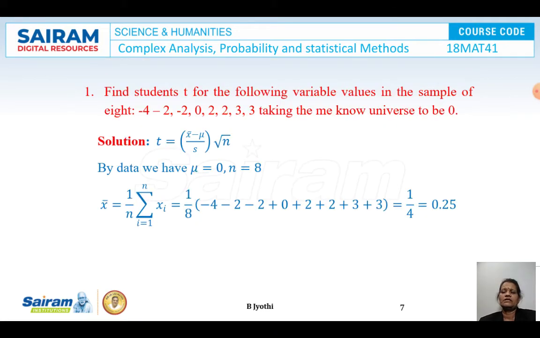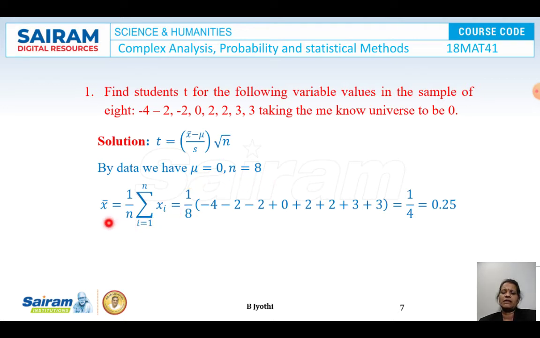First problem: find the Student's t for the following variable values in the sample of 8, that is -4, -2, -2, 0, 2, 2, 3, 3, taking the universe mean to be 0. t is equal to x bar minus mu divided by s into root of n. By data we have mu is equal to 0 and n is equal to 8.